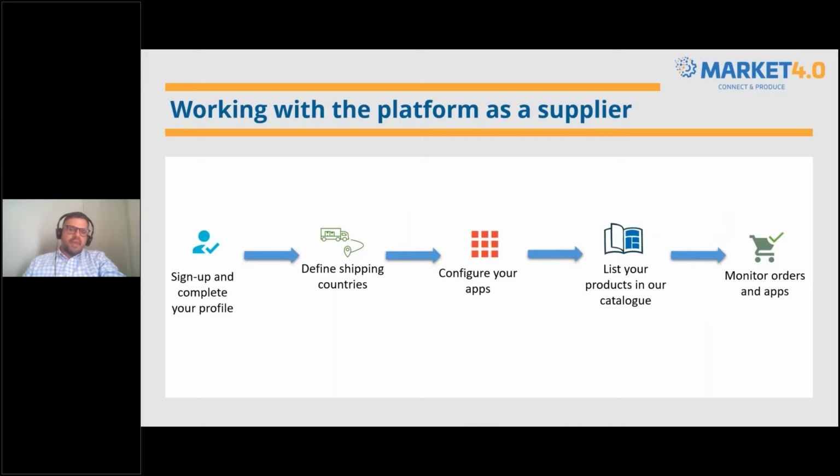For the supplier, we have, I would say, a simpler workflow. So the first step is, of course, the same: sign up and complete your profile. Assuming that we're dealing with equipment, then you need to define the countries that you are interested in working with. A configuration of apps might be required depending on the needs of the supplier. So if you are using the Market 4.0 ordering app, you may want to install this on your own local infrastructure. So a configuration step is required there.